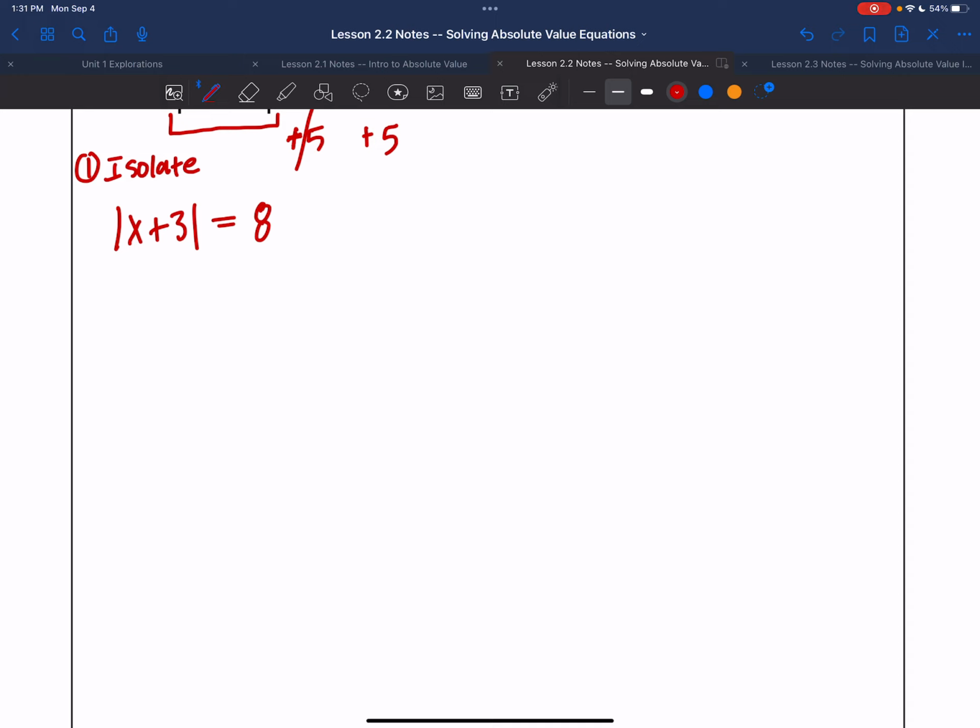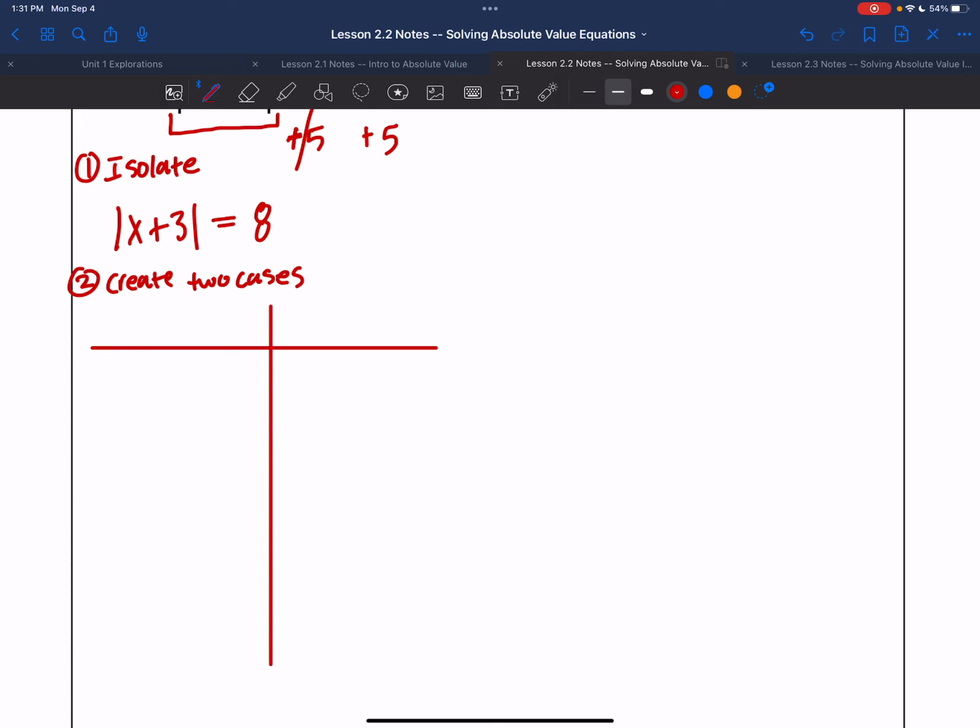There's nothing multiplying it. There's nothing adding to it after the fact. It's not like 2 plus this or 3 times this. This expression is alone. Now, I create two cases. I like to make a T-chart, and the T-chart is useful because it's a visual aid, a visual tool to remind you that you are doing both, because it's very easy to forget to check the other one.